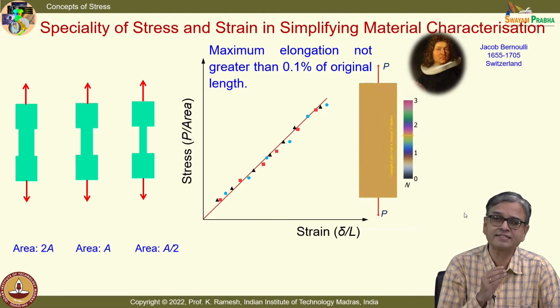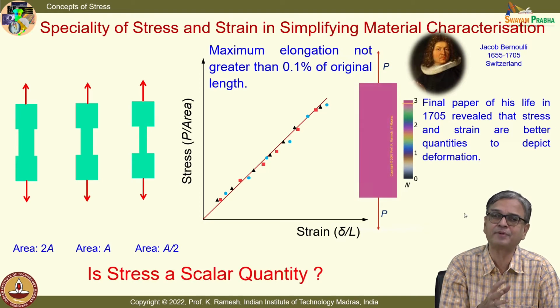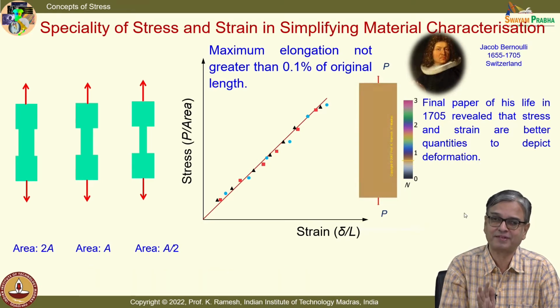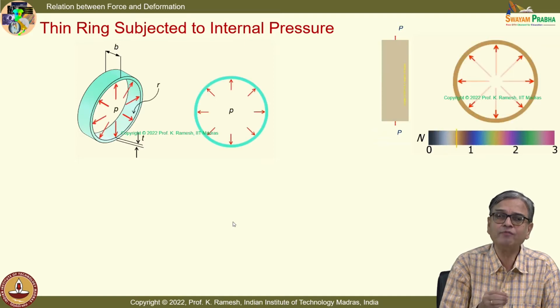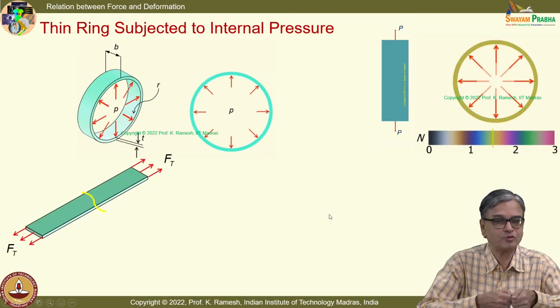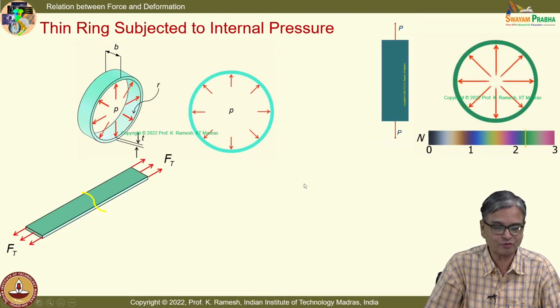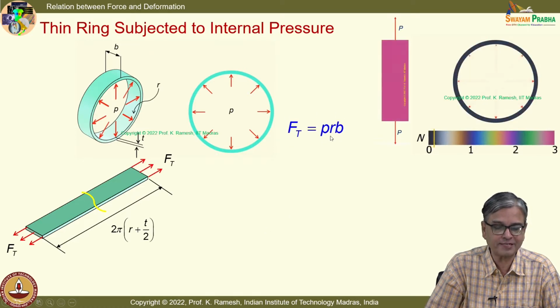And we have also seen a simple understanding that P by A, which simplified the graph and also gives the hope that I can do a simple test and understand the material, was not a casual development. This was developed by Bernoulli as his last paper. We utilize this information of P divided by A in a very meaningful manner to solve a very simple, useful problem. That was for a thin ring subjected to internal pressure. And what we said was, you rip open the hoop for the complete length. It's not just the semicircular one, that was one of the questions a student raised. It's a complete length of the hoop. You have this as 2 pi into r plus t by 2. And we have found that force transmitted by this is PRB.